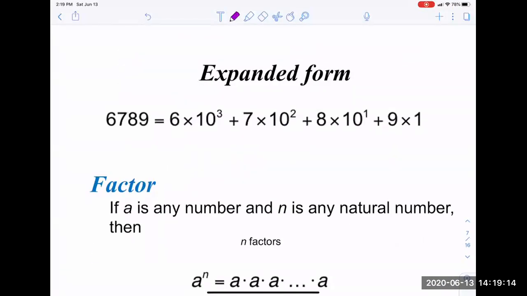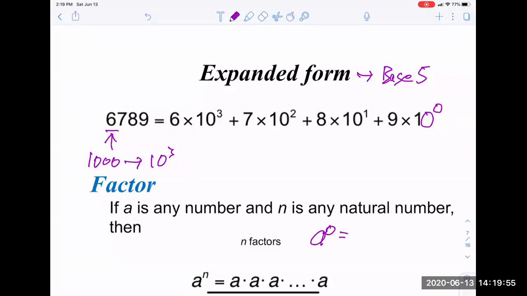Okay, expanded form. Because this is in the thousands place, we have 6 of them. We don't write it 6 times 1,000. Instead, because 1,000 is 10 to the 3rd, we write it as 6 times 10 to the 3rd. The reason we learned this in base 10 is so we can do different bases like base 5, which we will see shortly. Notice here, 9 times 1, really, that's 10 to the 0 power, because if you think of your rules of exponents, a to the 0 is 1.